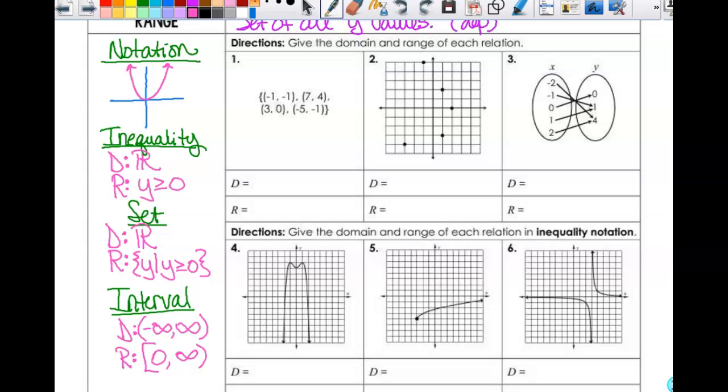All right, so let's look at number 1. Number 1 says to give the domain and range of each relation, and it doesn't say in what form, but on number 1, you really only have one option. Anytime you have discrete data like that, where they're basically just points, set notation is really your only option.